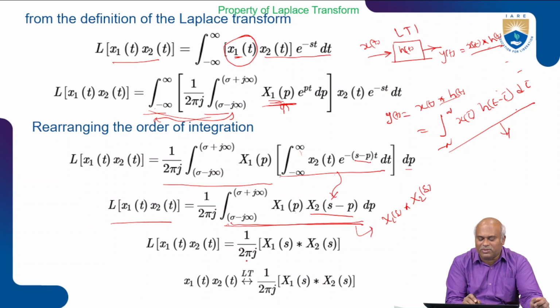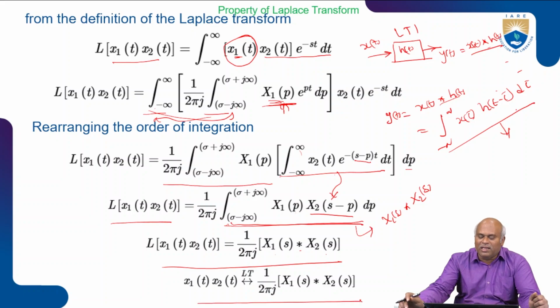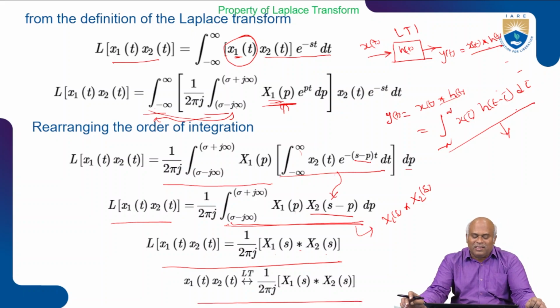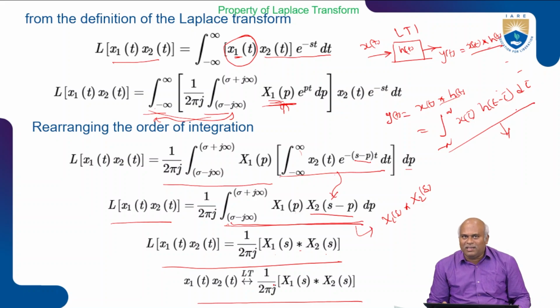So now I should put here the Laplace transform of x1 of t into x2 of t is equal to 1 by 2 pi j, that will not change, x1 of s convolution x2 of s. Now we should prove the time convolution in terms of the input side. If we multiply two signals in the Laplace domain, the output side is going to have the convolution in the s domain of both signals, into 1 by 2 pi j. Then this is the way we prove the Laplace transform of convolution.